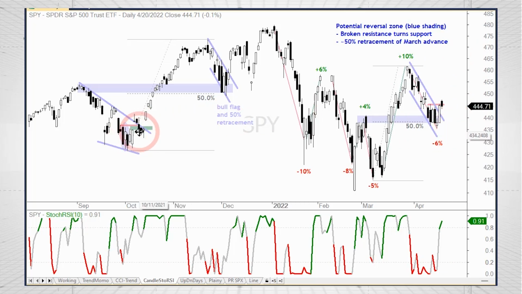If you go back to this breakout in October, you can see we had a little bit of a throwback. That's okay. And then we had a surge and we just were off to the races. So if we get a surge, maybe we get a little throwback into that 440 area. Okay, we'll take that. But if we go below this low here at 437, then that negates this setup. So that's what I would be watching for going forward.